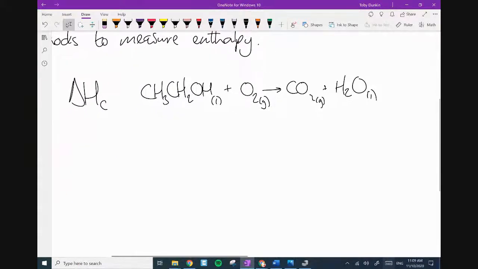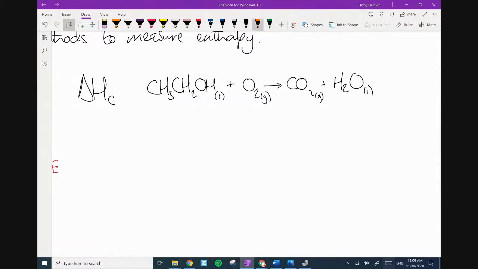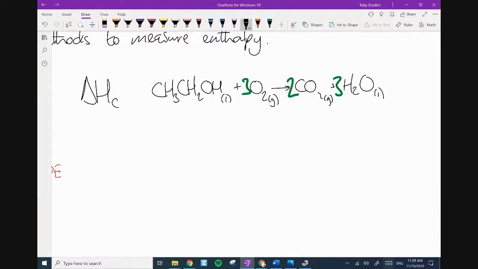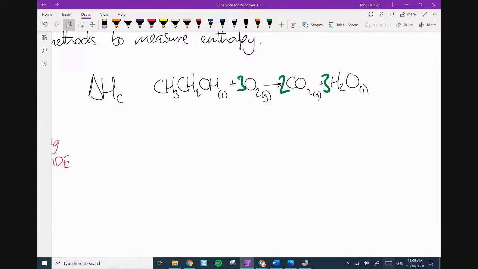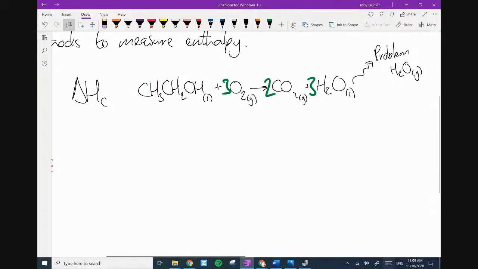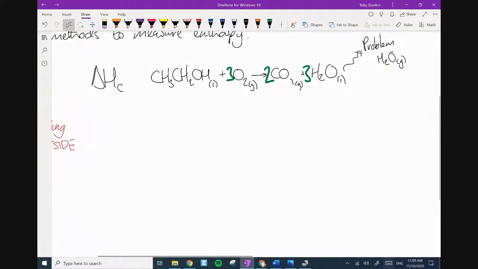Can I just point out that this immediately lends itself to a problem. I'm going to balance the equation: 2 carbons, 6 hydrogens, oxygens 4, 3, 7. We've got 1 there, so I can put a 3 there, and I'm done. This equation is the standard enthalpy of combustion. We cannot do that practically. The reason is that the water in reality will come out as a gas, so it doesn't fit perfectly. We can measure it, and it's easy to measure, but it's not going to be a particularly accurate measurement.